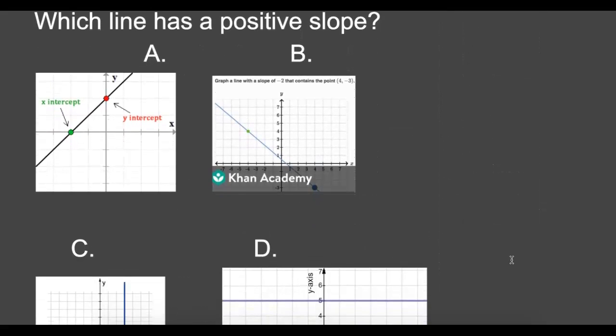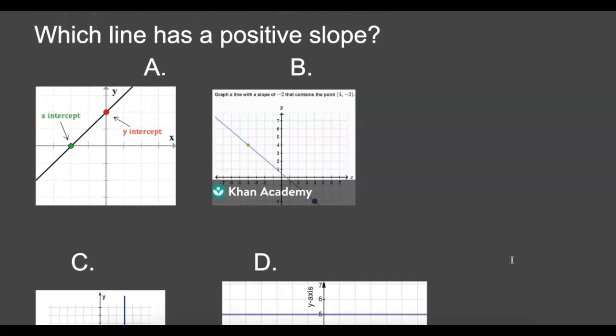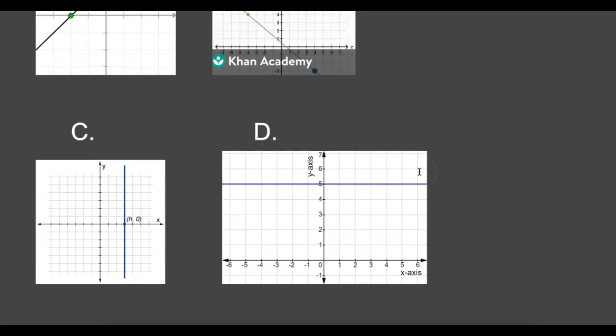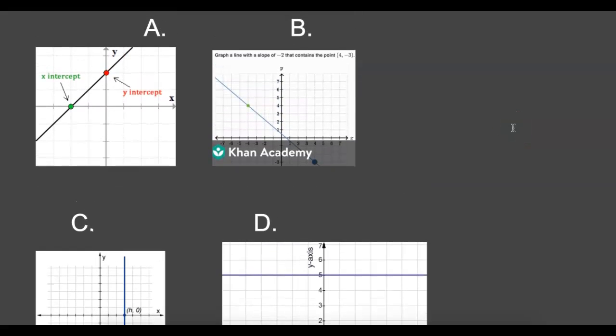All right, totally different question here. Which line has a positive slope? So your choices are A, B, C, and D. Which line has a positive slope?